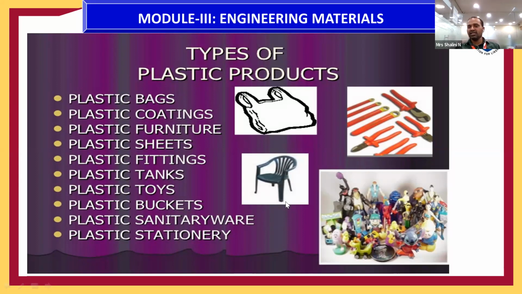Once you see, these are electrical equipment. These handles are covered with plastics, so that is for insulating purposes. Plastic chairs, plastic bags, toys, etc.